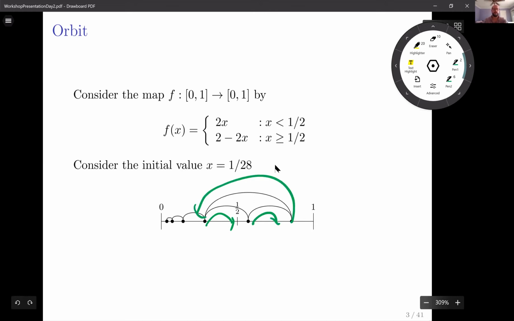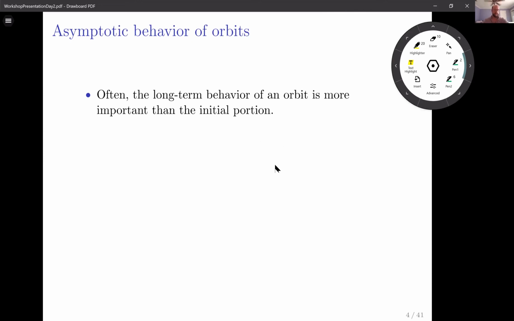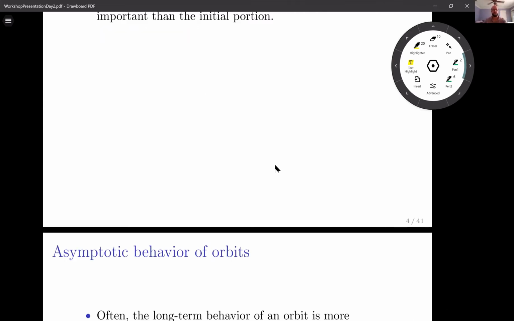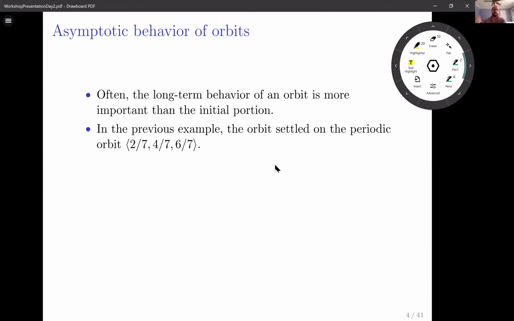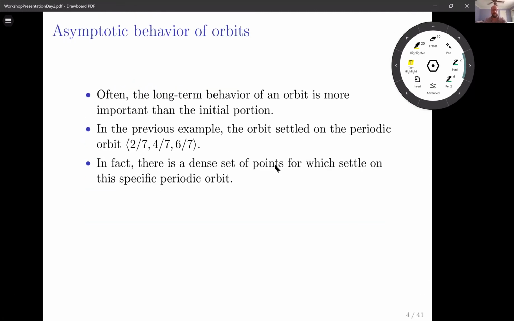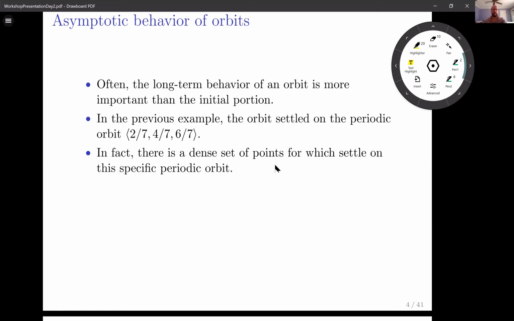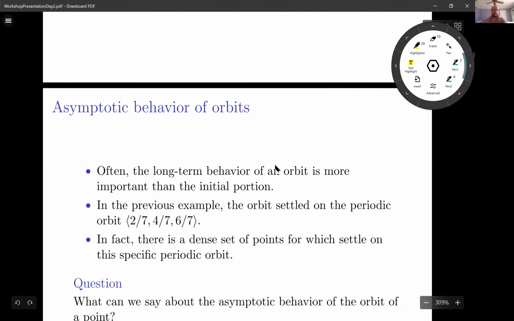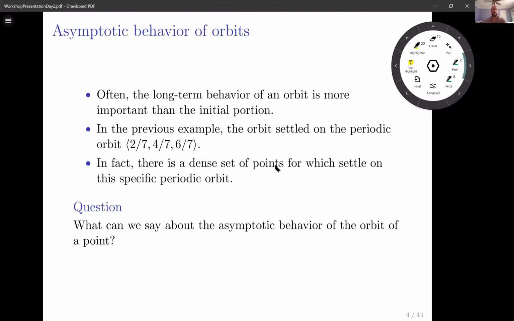And so the idea that I want to talk about today is the long-term behavior of orbits, more than just the full picture. In that particular example, the orbit settled in on the periodic orbit 2/7, 4/7, 6/7. So you go 2/7, 4/7, 6/7, and 6/7 maps back to 2/7, a cycle. As a matter of fact, in this particular map, there are a whole lot of points that have this same long-term, or asymptotic, orbit picture. So the question I want to address today is, what can we say about the asymptotic behavior of the orbit of a point in the system?